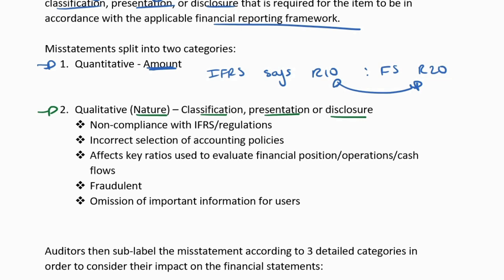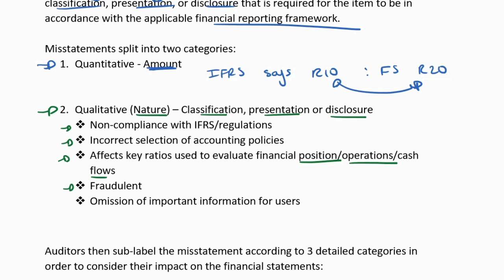And so some examples of nature: non-compliance with the IFRS regulations or requirements in terms of presentation, disclosure or classification. Or if they have selected the incorrect accounting policy, once again, then you would see that it's incorrectly classified or presented or disclosed because of that. Or if a misstatement affects a key ratio, and therefore the financial position, operations or cash flows that we use ratios to consider are now misstated. Or fraudulent, if there's a fraudulent misstatement, well, we can see there's definitely a problem.